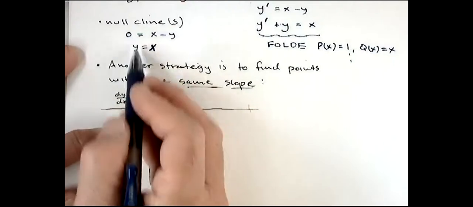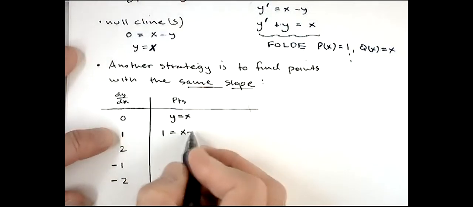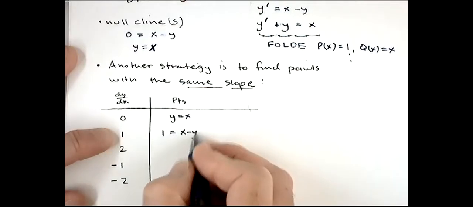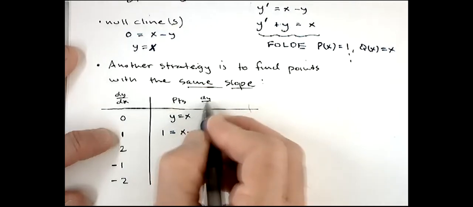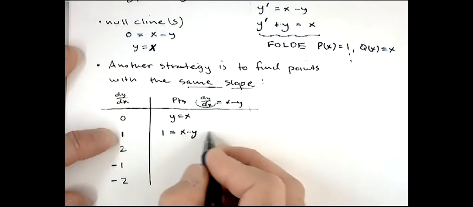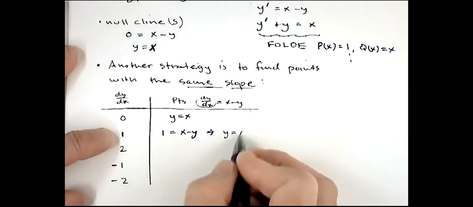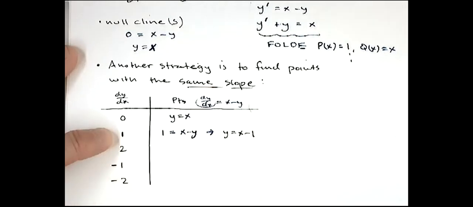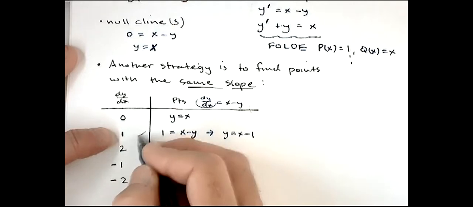But I could also find all of my points that have a slope of 1 by just setting 1 equal to my differential equation. So remember, my equation is dy dx is equal to x minus y. I'm just picking values for dy dx and setting my equation equal to it. Now, this is easy to solve for. If I move the y over here, subtract the 1, that gives me y equals x minus 1. And that tells me everywhere along this line, I'm going to have arrows that have a slope of 1. A slope of 1 is going to look maybe something like this.